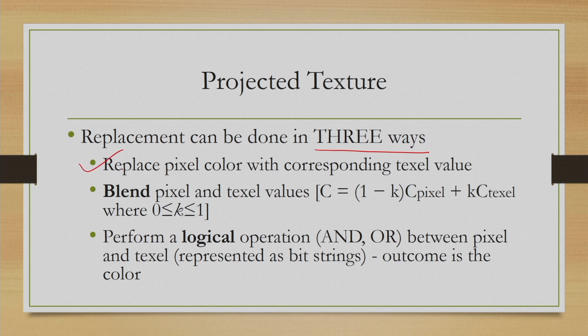First is the obvious one: simply replace the value with the corresponding texel value. Second is slightly more complicated. Here we are blending the pixel and the texel values using a formula shown here. We are using addition for blending, and here C pixel indicates the pixel intensity, C texel indicates the texel intensity value, and K is a constant between 0 and 1.